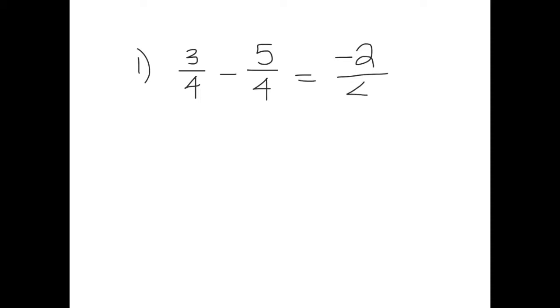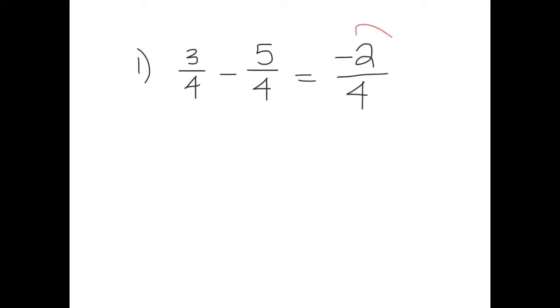So our first example, how about 3/4 minus 5/4? Okay, well 3 take away 5 is -2. 3 take away 5 is -2. And the denominator in the bottom is the same. So it stays the same.